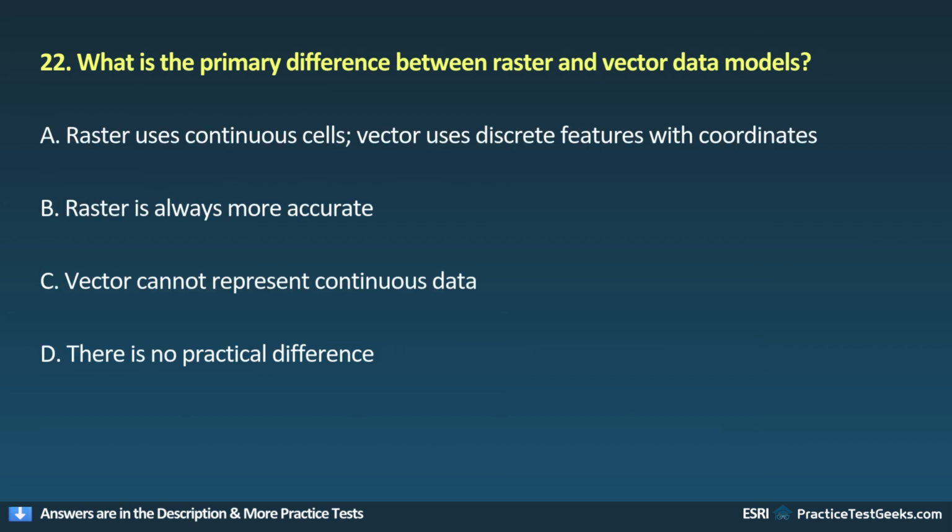22. What is the primary difference between raster and vector data models? A. Raster uses continuous cells. Vector uses discrete features with coordinates. B. Raster is always more accurate. C. Vector cannot represent continuous data. D. There is no practical difference.